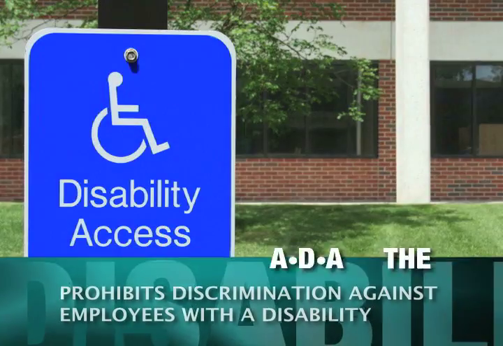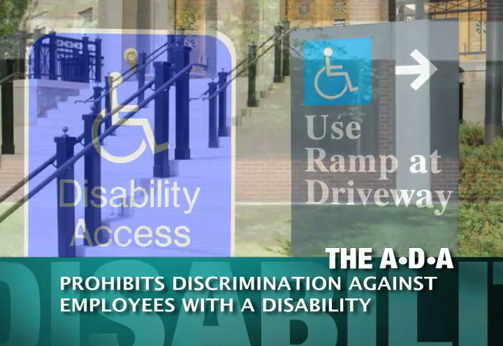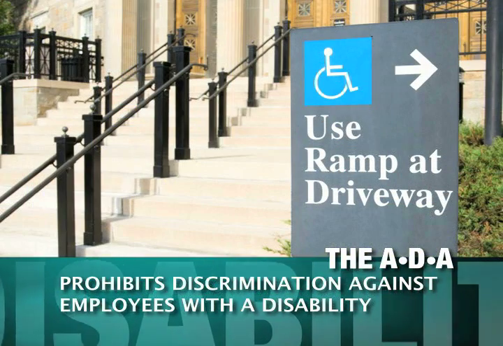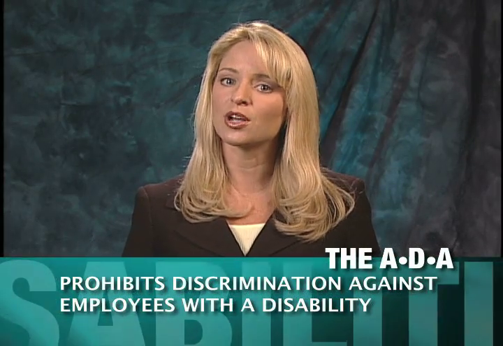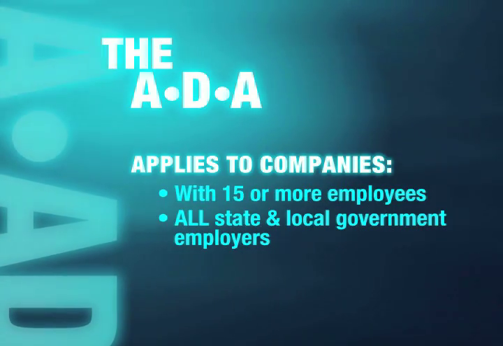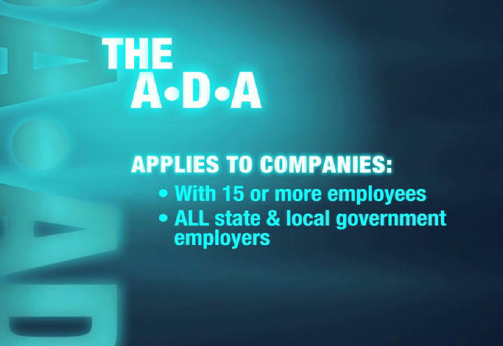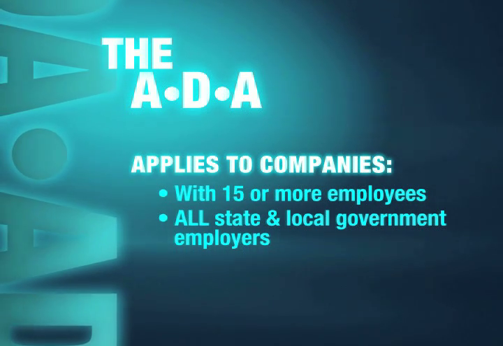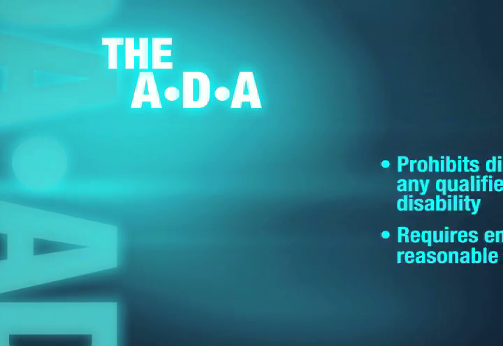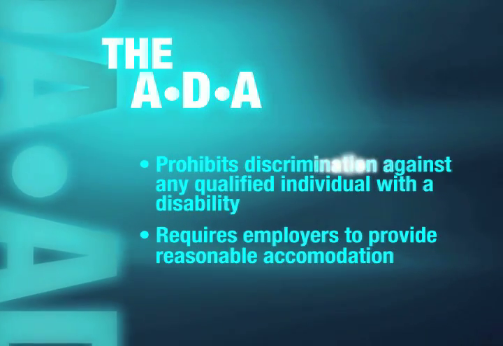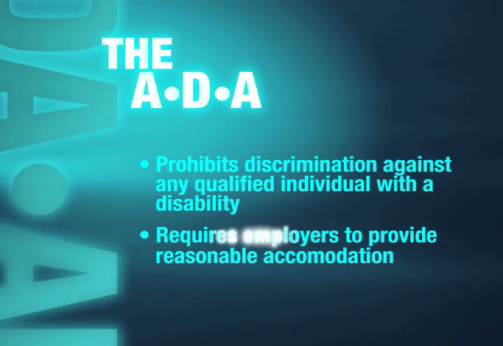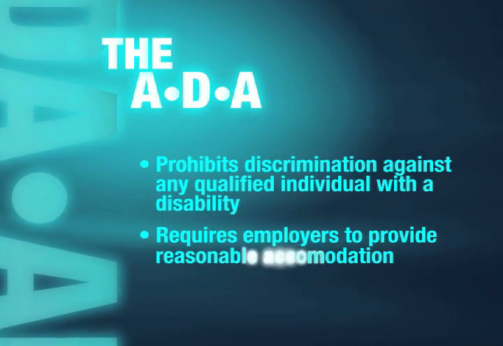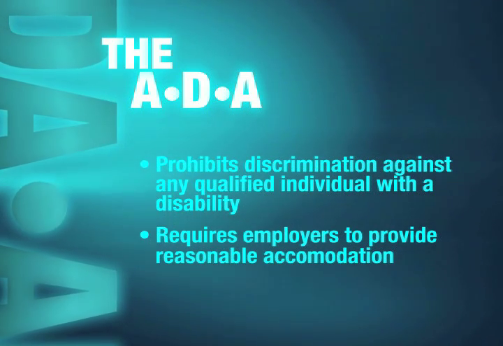No kidding. The Americans with Disabilities Act prohibits discrimination against employees with a disability. This includes discrimination in hiring, firing, promotions, pay, and benefits. The ADA applies to companies with 15 or more employees and all state and local government employers, regardless of the number of employees. The ADA prohibits discrimination against any qualified individual with a disability and requires employers to provide reasonable accommodation to qualified disabled applicants and employees.